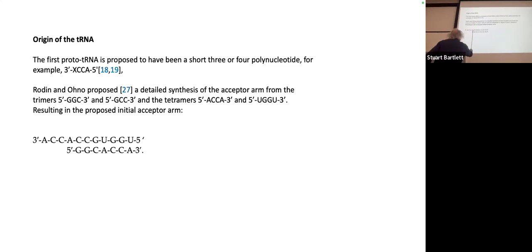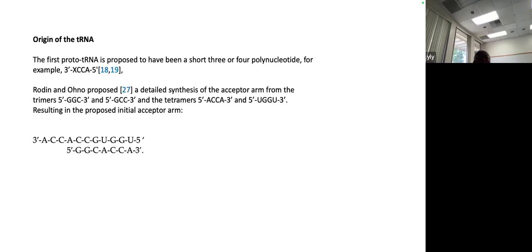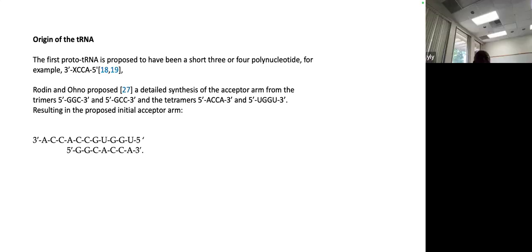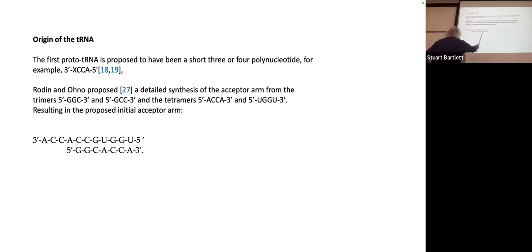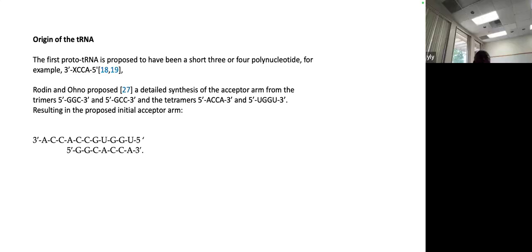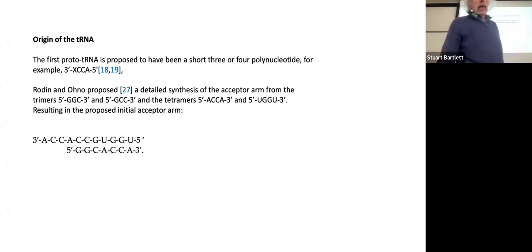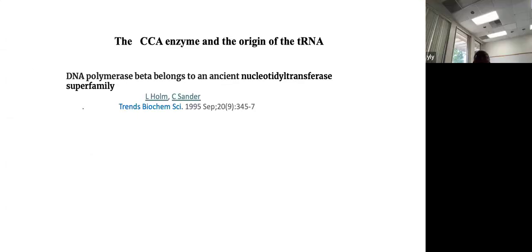It had an ACCA. This would be the discriminator base. This is the CCA that is found there. And then essentially you have the anticodons here, and then this UGGU and ACCA, which completes the arm. That's their model, having made this arm from this. And it's a very interesting conjecture.